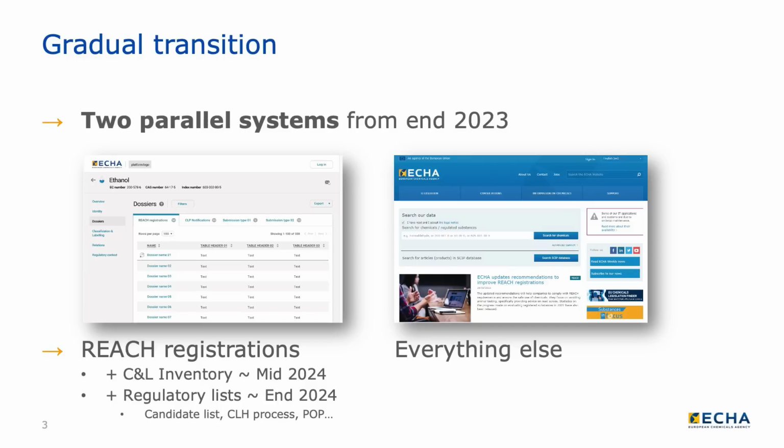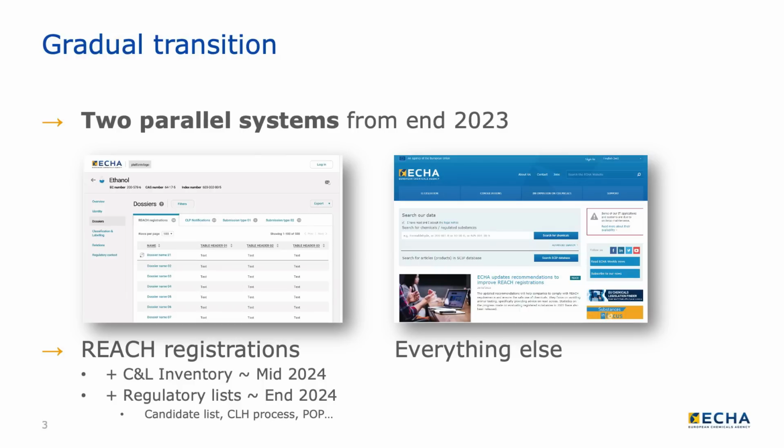As of the end of this year, we will have two parallel systems. Due to the gradual transition and depending on your needs, you might need to check both websites, ECHA's website and the new data availability system. To facilitate your experience and access to data, we will provide redirection from the current platform to the new system through links. This means that as of the end of this year, most recent REACH dossier information will be in the new system, but classification and labeling inventory and regulatory lists will remain in the old platform.